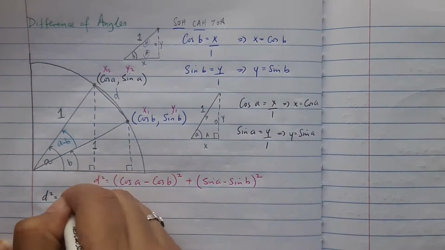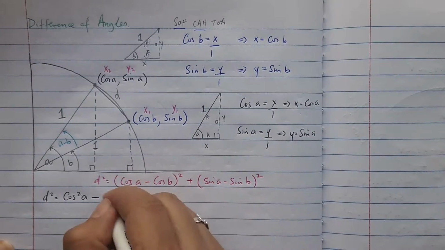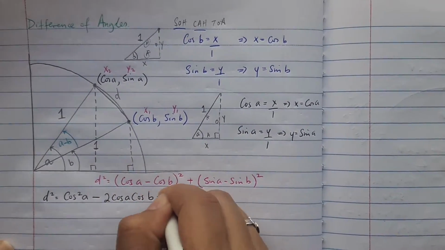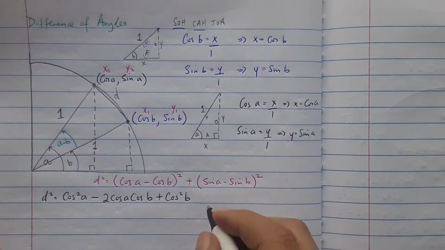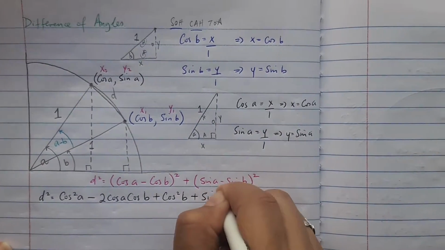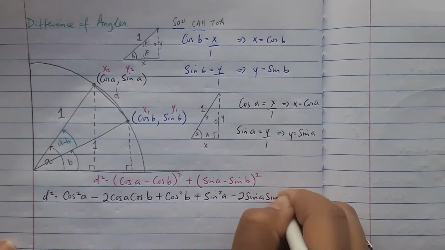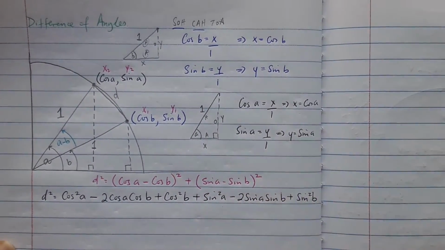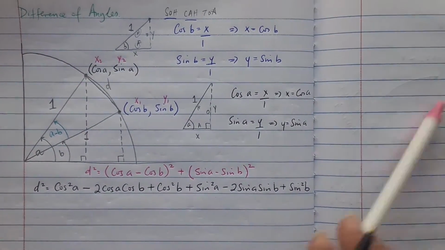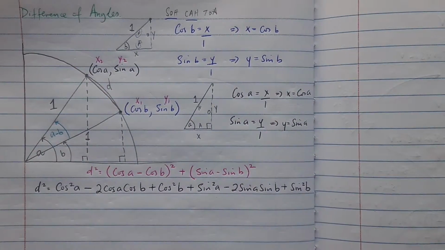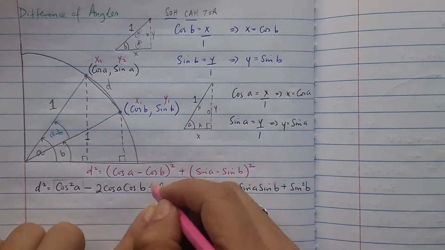So we're going to get d squared is equal to cosine squared A minus 2 cosine A cosine B plus cosine squared B. And on the other one, you're going to get plus sine squared A minus 2 sine A sine B plus sine squared B. Alright, now what can we combine? So we're looking for cosine squared, because you see this cosine squared right there in the pink.